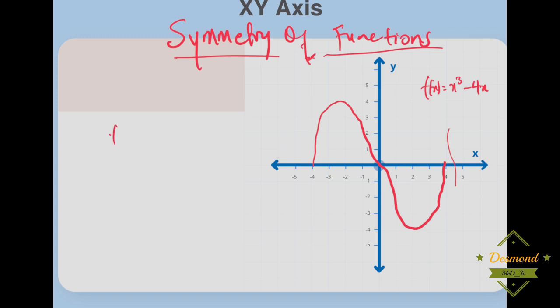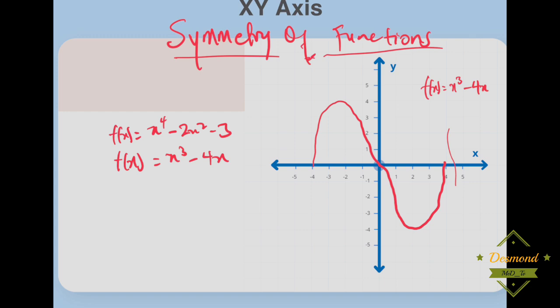f of x should be equal to x exponent 4 minus 2x squared minus 3, right? So let's say I have this function. Let's take another function here. So let's say I have a function f of x equal to x cubed minus 4x, right? Now let's look at these two functions and their graphs, right?